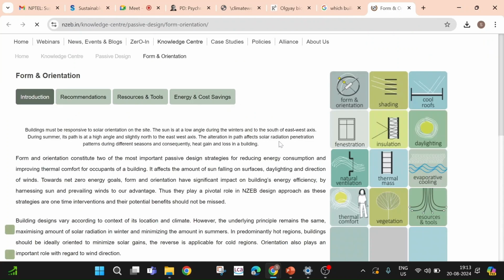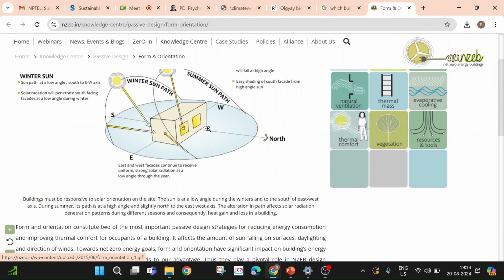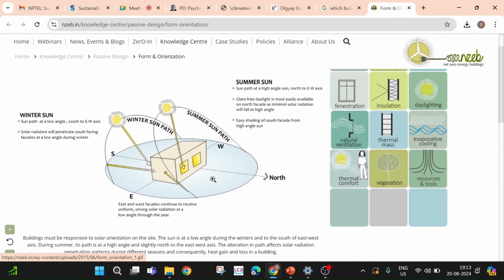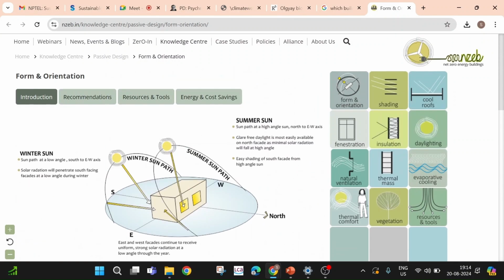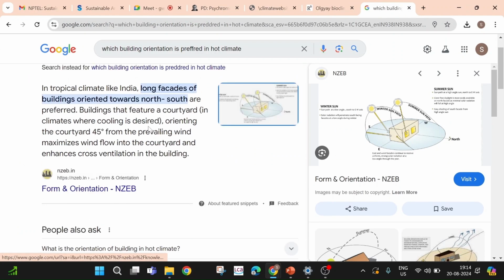Let's discuss it more, so it will be clear. For most of you, I think it is clear. So you can see the longest axis in this particular case is facing the east-west direction. So this is not the right picture which I wanted to explain. Let me go back. Longest facades oriented towards north and south are preferred in a tropical climate like India.